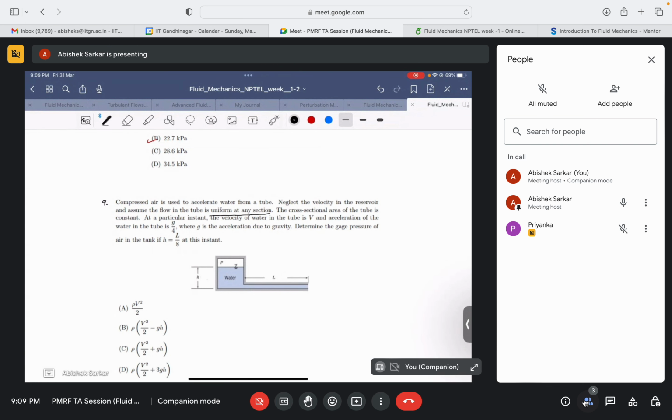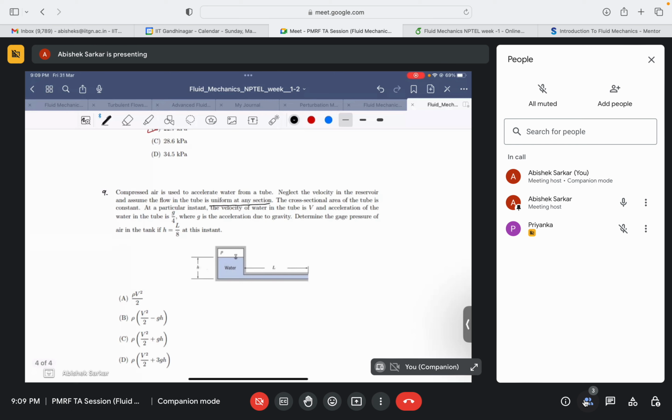Okay, so at a particular instant, the velocity of water in the tube is v, and the acceleration of the water in the tube is g by 4, where g is the acceleration due to gravity. Determine the gauge pressure of air in the tank if H is equal to L by 8 at that instant. So is the question clear? Yes, sir. Okay.